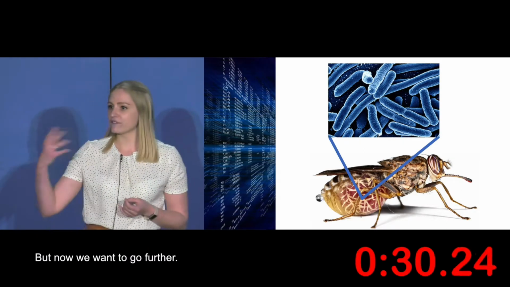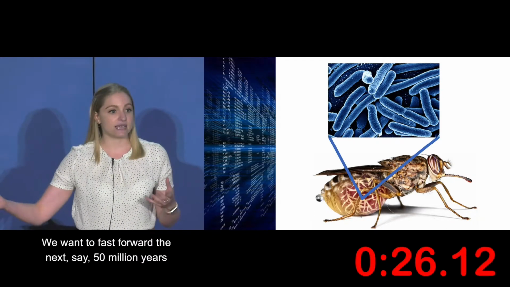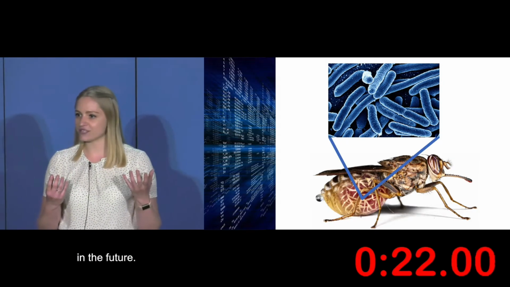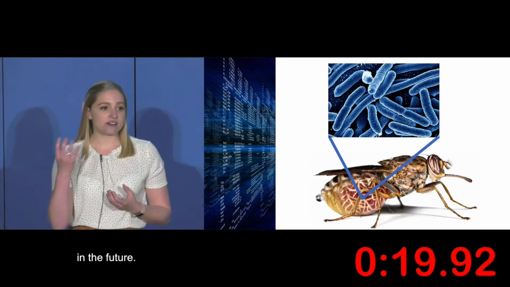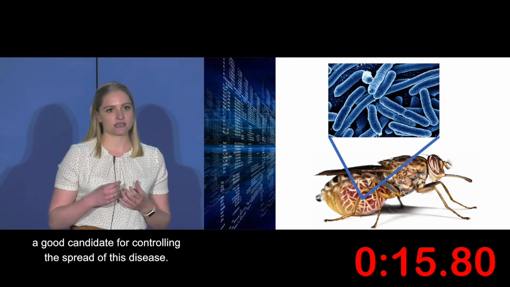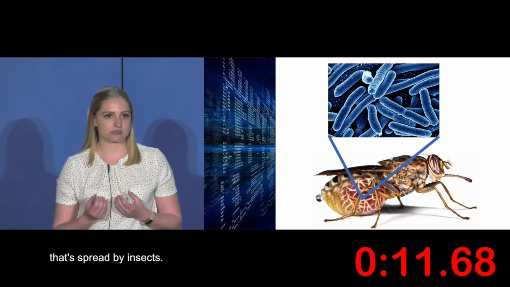But now we want to go further. We want to fast forward the next, say, 50 million years and see if we can figure out what's going to happen to our insect-microbe partnership in the future. We want to find out if this microbe is a good candidate for controlling the spread of this disease. And not just this disease, but any disease that's spread by insects.